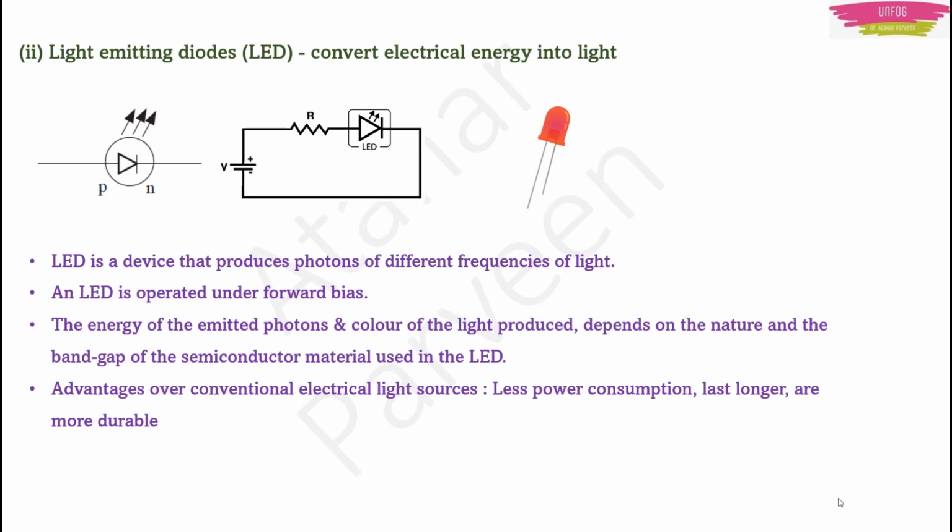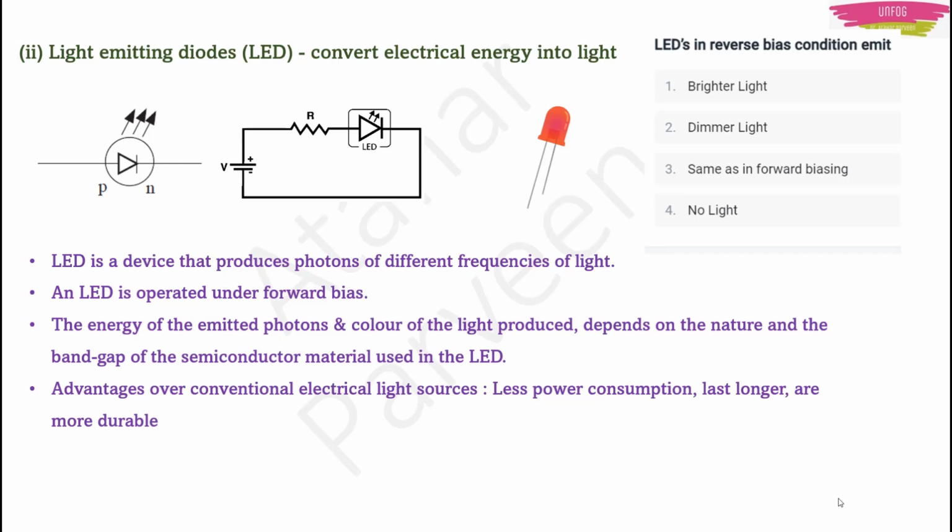Now, why have these LEDs become so famous? Because they have a lot of advantages, right? In place of normal conventional electrical light sources, nowadays all prefer using LEDs. Why? Because first, they consume very little power, but they will give you an equal amount of light, sometimes more light. Then they will not spoil soon. They will last longer, meaning less wear and tear, and they are more durable. You can handle them roughly also, and they will not be spoiled very soon. So these are the reasons why we prefer light emitting diodes.